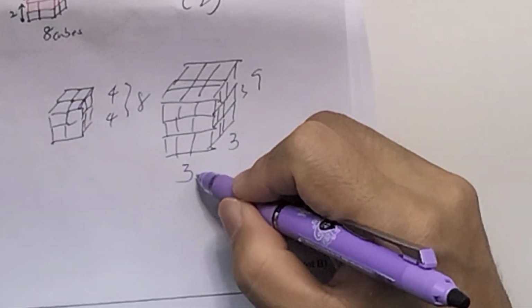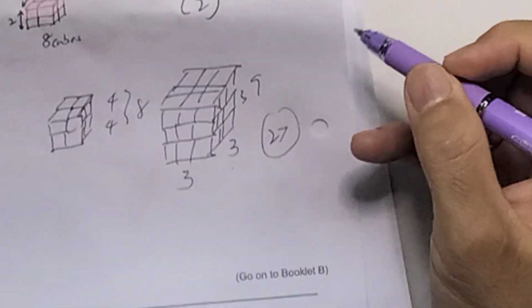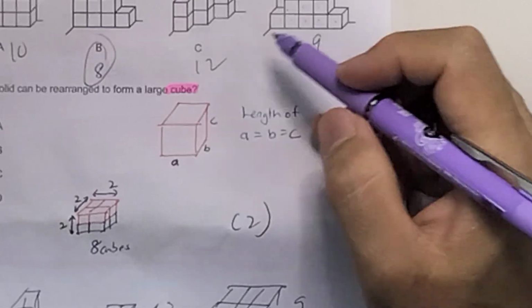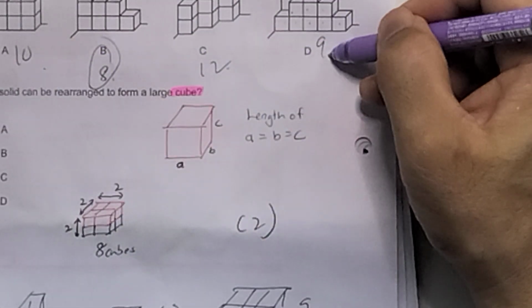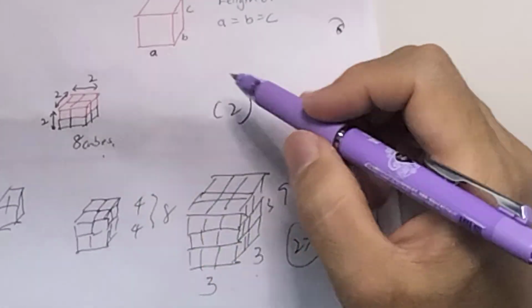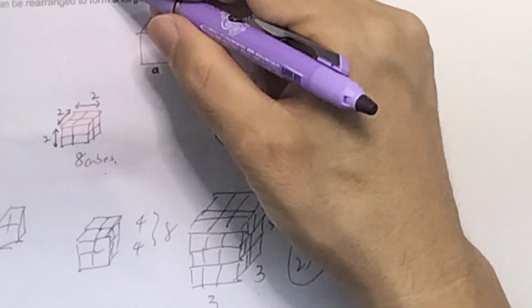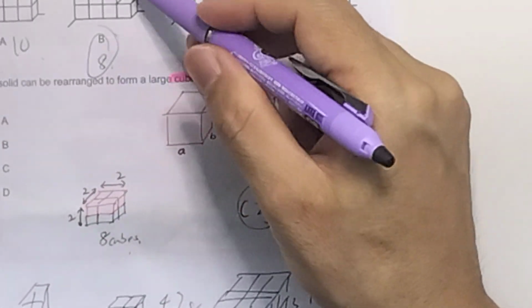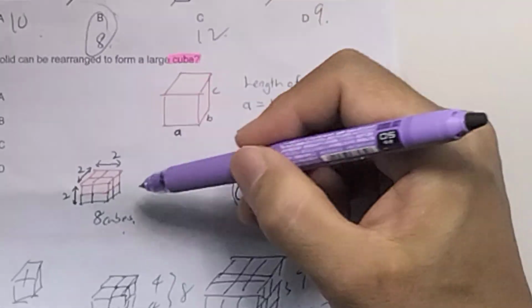But then this means I will have 3 times 3 times 3, I have 27 cubes. I don't have 27. Right? I only have 10, 8, 12, or 9. And the only number that matches is 8. So this is the answer, cube B. This option B can rearrange into this.